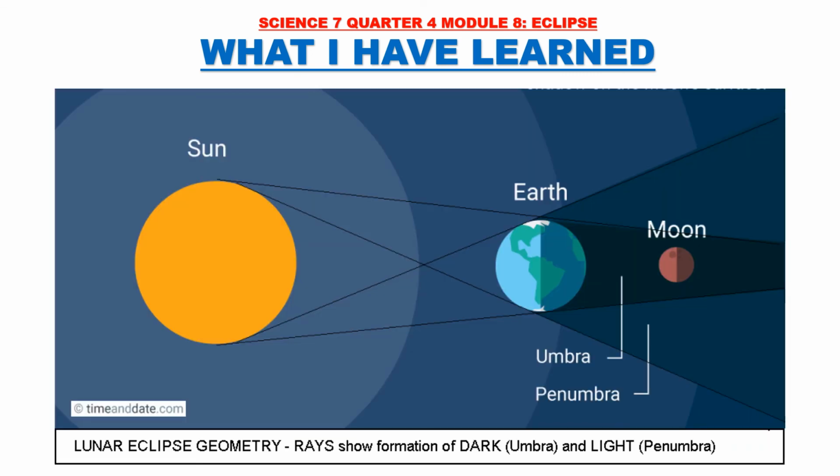Lunar eclipse. A lunar eclipse occurs when the Earth is between the sun and the moon. The Earth casts a shadow on the moon. If the moon is within the umbra of the Earth, then we will witness a total lunar eclipse. If the moon is within a part of the umbra only, then we will witness a partial lunar eclipse.